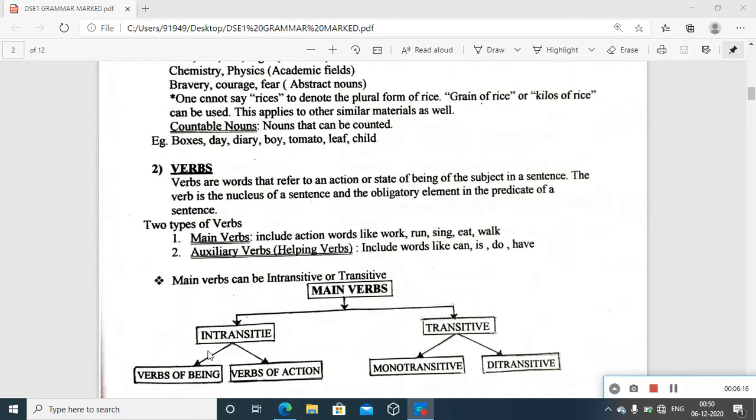And the first, intransitive, is subdivided into verbs of being and verbs of action, and the transitive gets subdivided into monotransitive and ditransitive. We will talk about that later. But what is intransitive and what is transitive? How do main verbs get categorized as these two in the beginning?